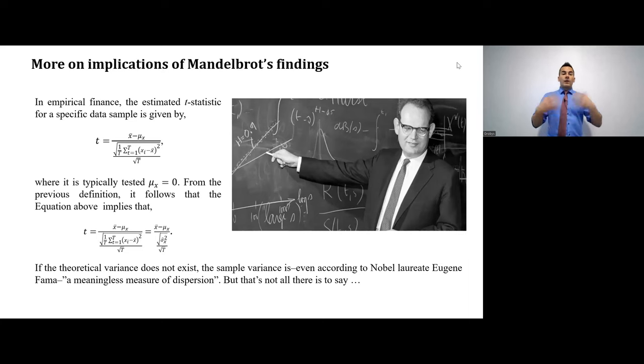So, we note that if the theoretical variance does not exist, the sample variance is, even according to Nobel laureate Eugene Fama, a meaningless measure of dispersion. But obviously, this is just one example. You could also use the Sharpe ratio or any other correlation-based method that somehow incorporates the variance of some data series. All of these are useless. But that's not all there is to say.